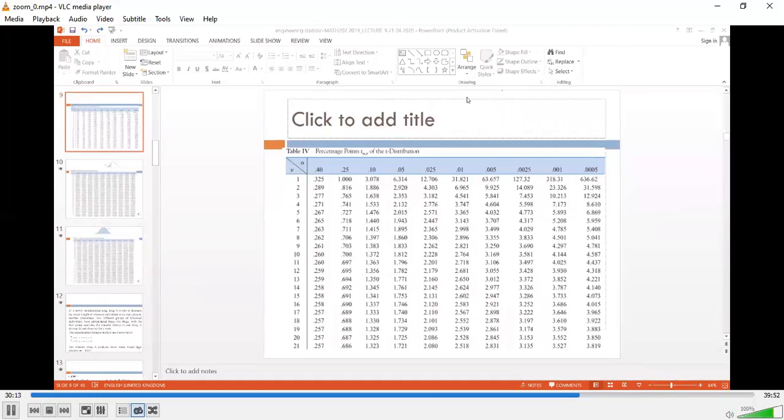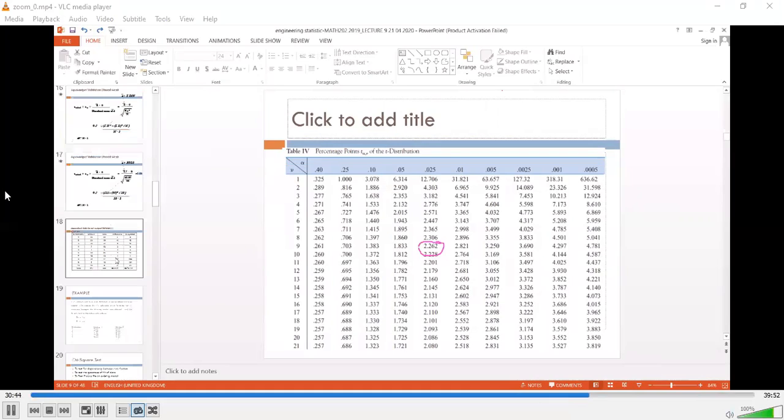This is the value. So you will get 2.262. So the critical value we are looking for is 2.262. Okay, so let's take that back into our calculations. So we go back.